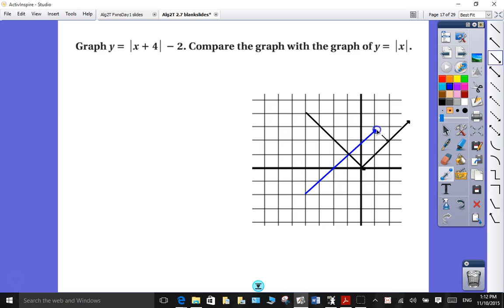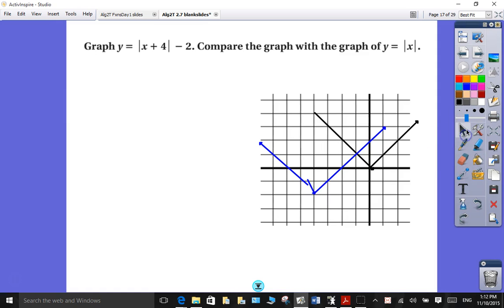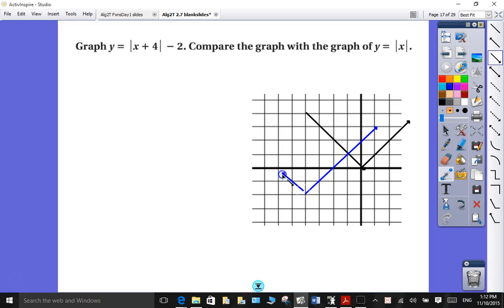There's one side of the V, and there is the other side of the V. I messed all that up. Darn it. Close enough. Again, you could think of that as a shift to the left and down. You could think of it as the coordinates of the vertex, -4, -2.